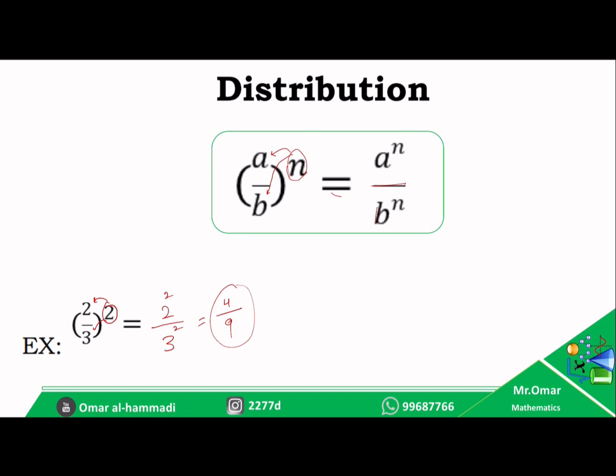And if we want to simplify more, we can simplify as usual, no problem. We divide, for example, by what? Is there any simplification here? No, there isn't, between 4 and 9. So that's it. x and y, the same thing, we will distribute the power 2 to x and y. So it will be x to the power 2 divided by y to the power 2. That's it. Clear?